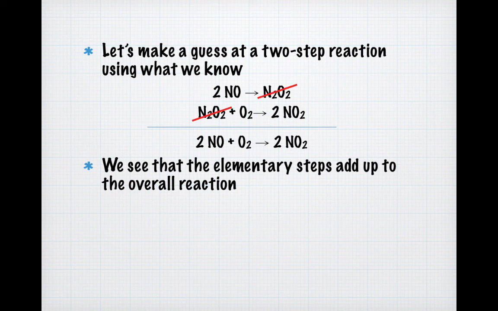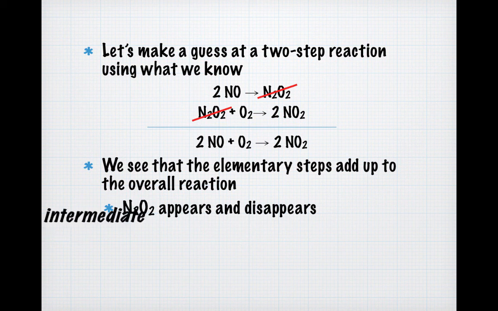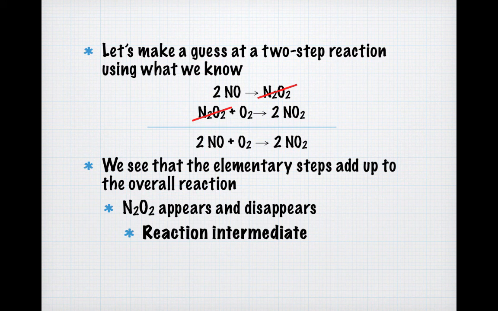So here the elementary steps add up to the overall reaction, and that is something that must happen. The sum of your elementary steps has to be equal to the overall reaction, and it has to be balanced as well. Notice also we saw N2O2 appears and disappears during the course of the mechanism, and when that's the case, we have something that's called a reaction intermediate. So it has to happen in that order. Something appears as a product and then disappears as it gets consumed as a reactant. That's what we call a reaction intermediate.